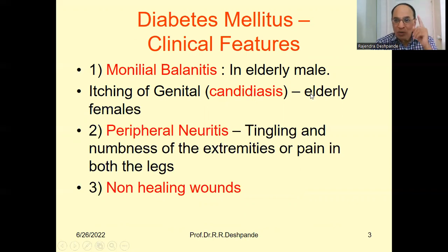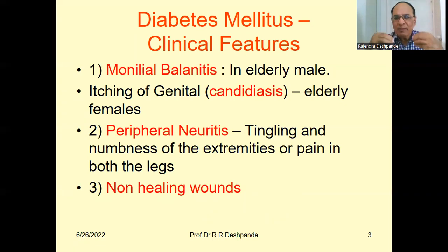This indicates you must check the blood sugar first to rule out diabetes mellitus. I am not saying that will be the only cause, but it may be a contributory factor which is not giving results to your antifungal treatment, because the original contributing factor of diabetes is not nullified. Then there may be peripheral neuritis, tingling and numbness of the hands and legs, or pain in both legs. Definitely suspect that this patient may have diabetes. Let us check the blood sugar. Non-healing wounds are also a very good indication.